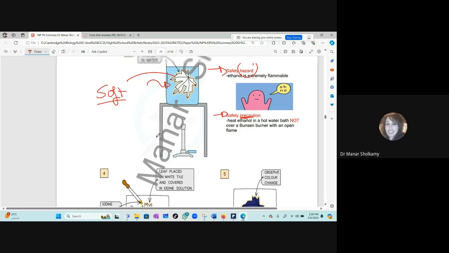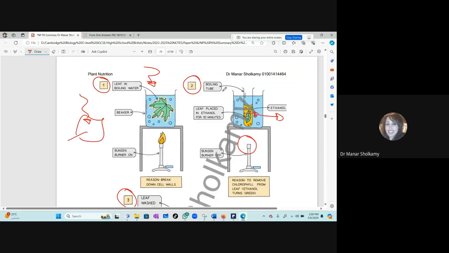This is not an experiment. This is a test. You're confused. This is a test. I want to test for iodine. I want to test if the starch is present. I have to remove two things before I add the iodine, the waxy layer and the chlorophyll. Okay, thank you. Clear? So this is not an experiment. The experiment is finished. This is the testing for the starch after the experiment.